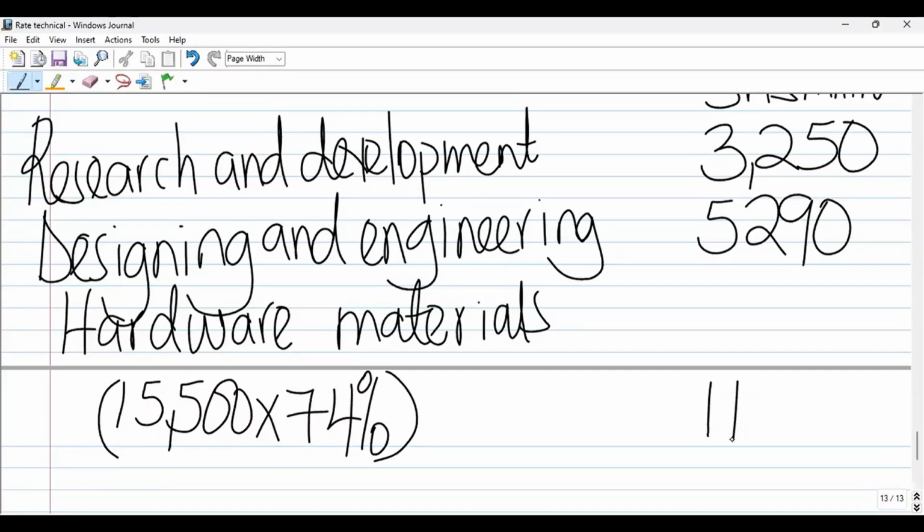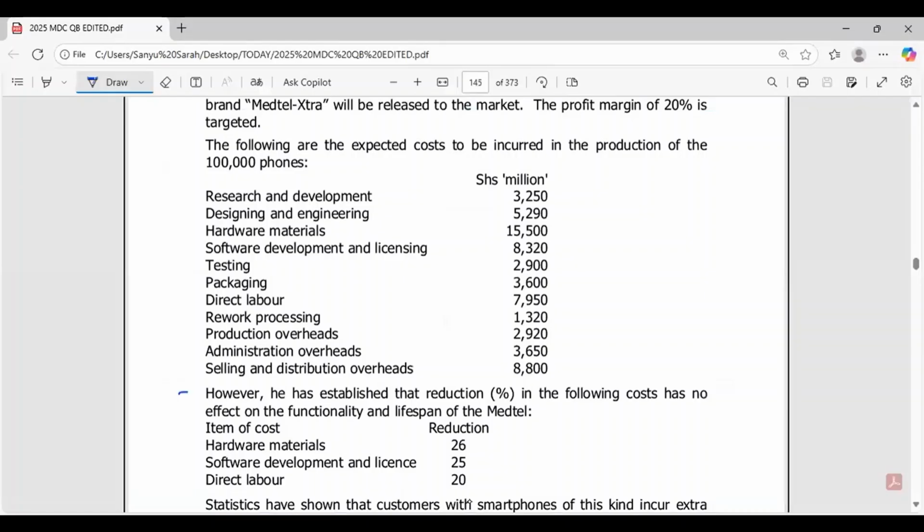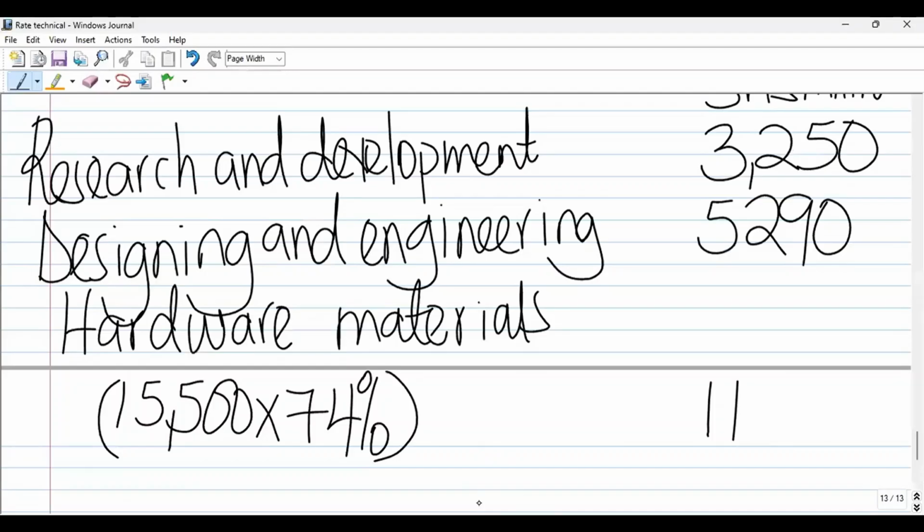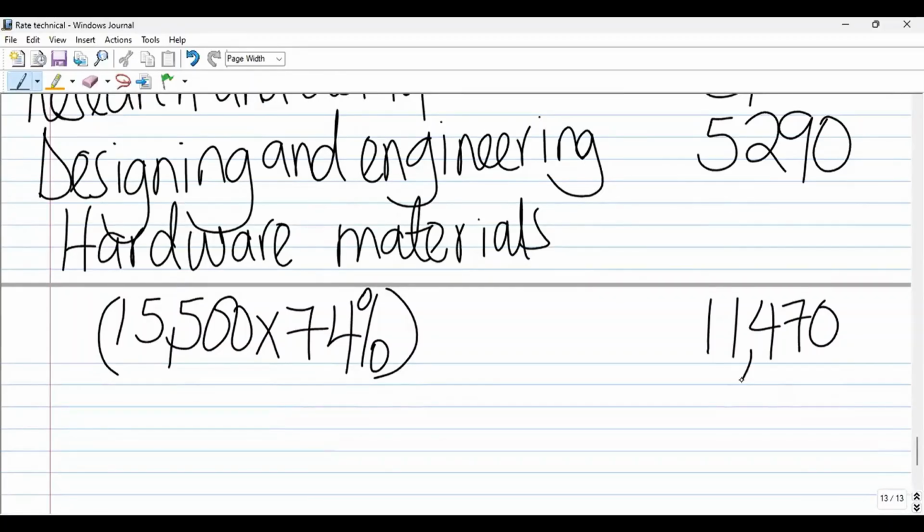Madam, why are we reducing the hardware materials? They've told you. However, he established that reduction in percentage in the following costs has no effect on the functionality and lifespan of the phone. Hardware materials, if you reduce them, it will not be affected. So we get 11,470. Go to the next.